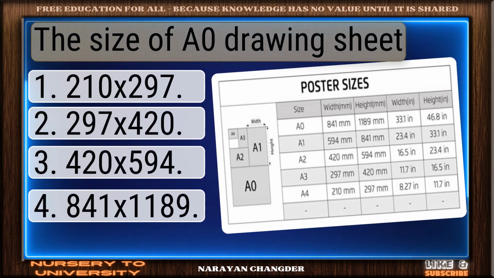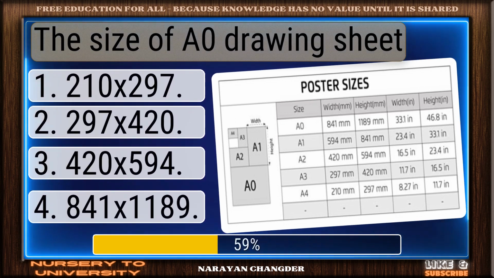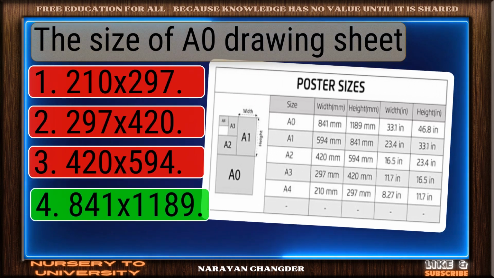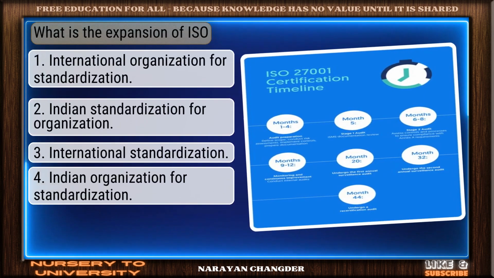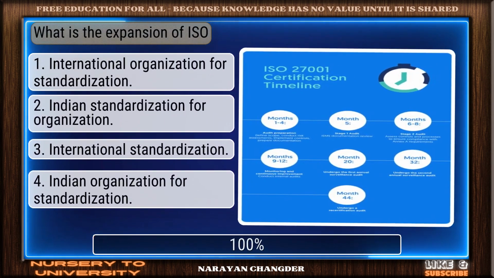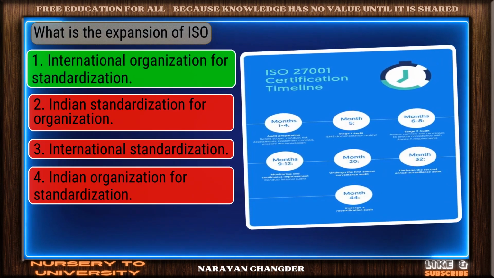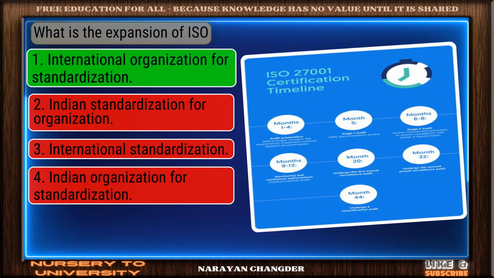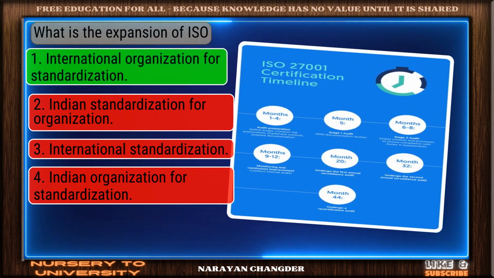The size of a A0 drawing sheet. Correct. 841 x 1189 is the right answer. What is the expansion of ISO? Smart move. International Organization for Standardization is an accurate answer.